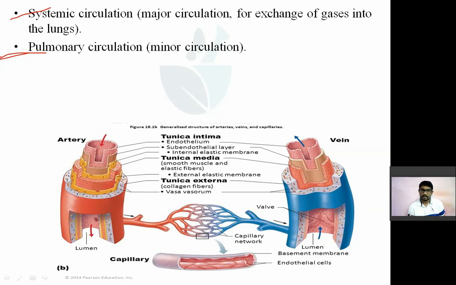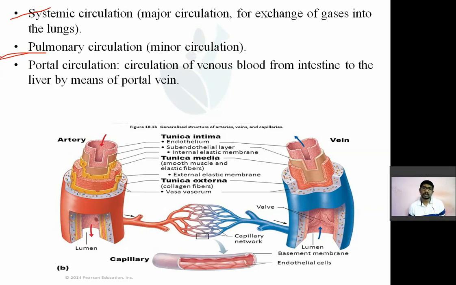deposited into blood. Now there is another circulation known as portal circulation. Portal circulation means what? Circulation of blood from intestine or GIT area. So whatever blood, which is venous blood, is taken from your GIT area and that is supplied to a liver by means of portal vein.